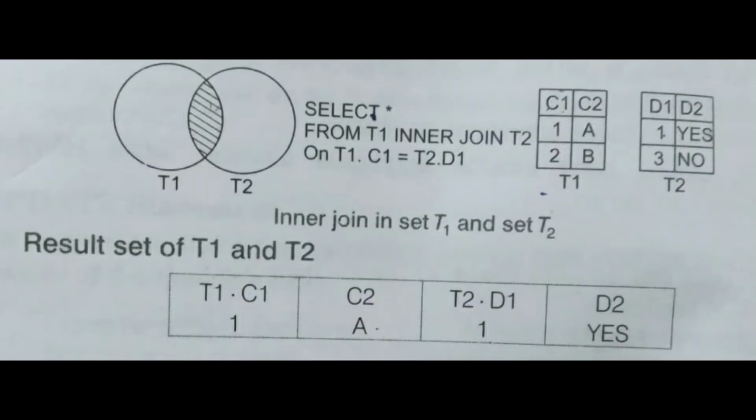Suppose there are two tables A and B. Table A has two columns C1 and C2 and table B has two columns D1 and D2. Table A consists of the following elements: in C1, 1 and 2, and in C2, A and B. Table B consists of two columns D1 and D2. D1 consists of data 1 and 3 and D2 consists of data yes or no.